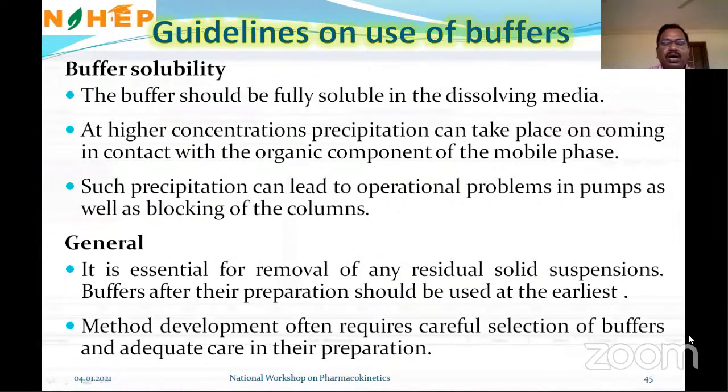So whenever we are using buffers, they should be prepared and immediately used. They should not be stored. Method development often requires a careful selection of buffers, and adequate care is required in their preparation.